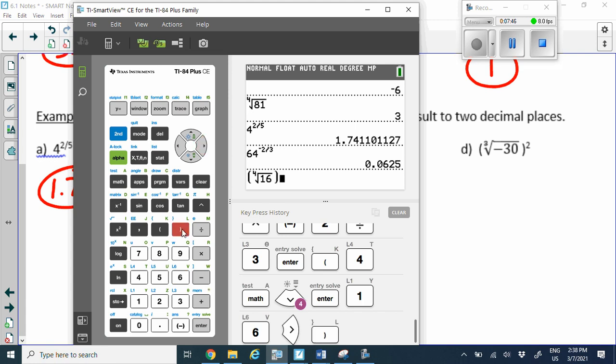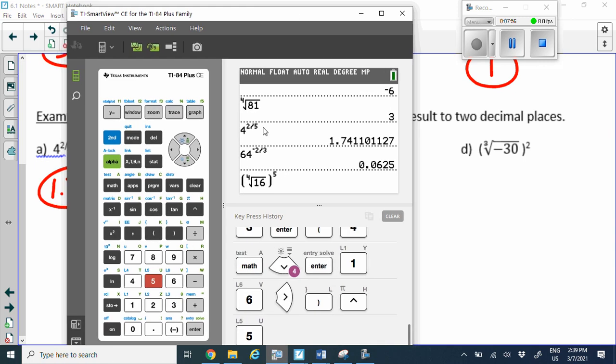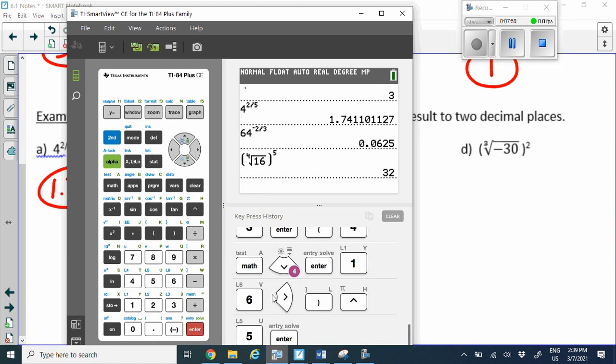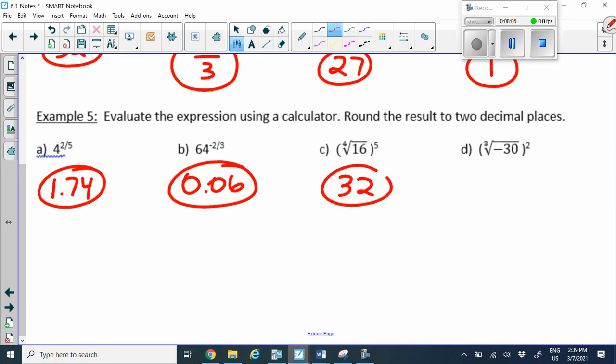Now I'm going to do another set of parentheses. If you're using scientific, you probably have 2 parentheses here, okay? Then I take it to the 5th power. And then I press enter, and I get 32. So this one, we could have gotten a nice answer. This one we could have actually done without a calculator.